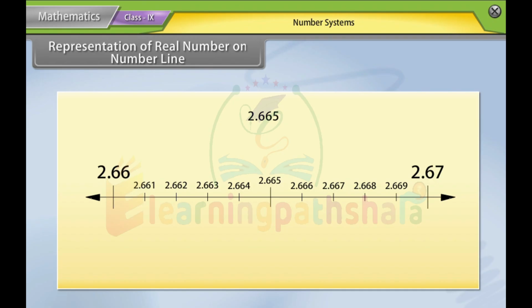The first part represents 2.661. The second part represents 2.662 and so on. 2.665 is the fifth mark in these subdivisions. This process of visualization of representation of numbers on number line is called the process of successive magnification.